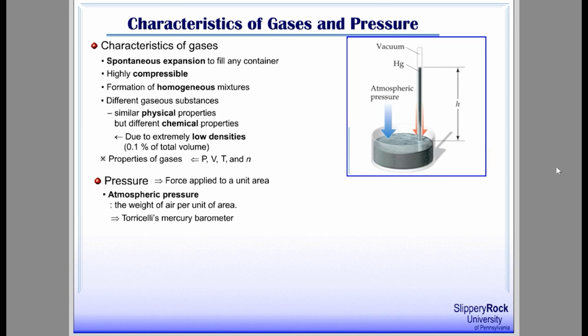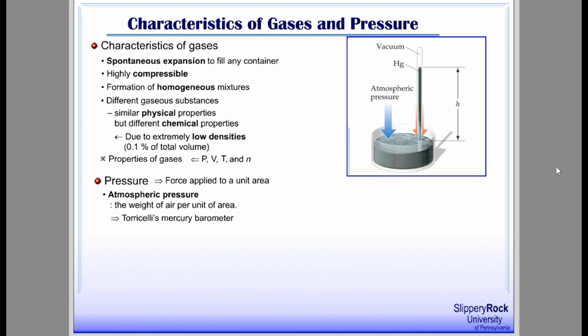He noticed that the mercury in the glass tube flowed down and stopped at a certain height. He realized that the height of the mercury column is dependent on air pressure. The air pressure exerted on the surface of mercury in the dish is equal to the pressure exerted by the mercury in the glass tube.